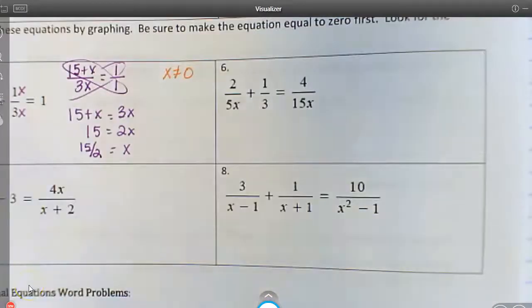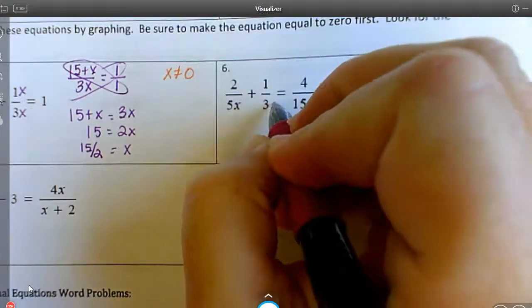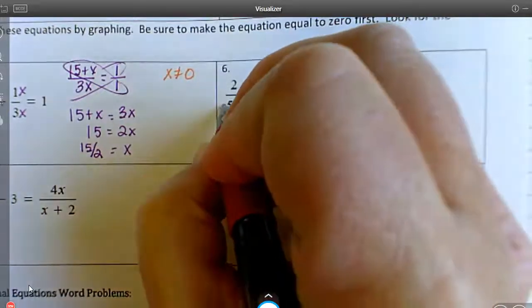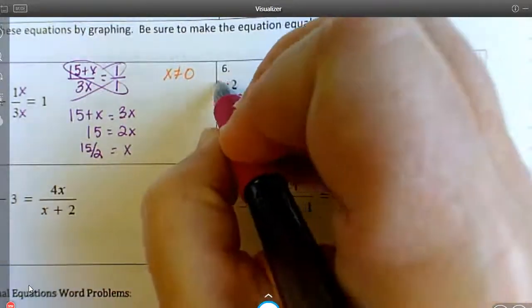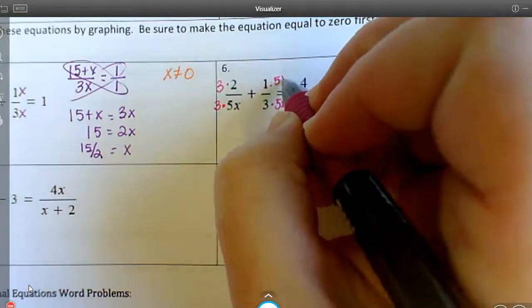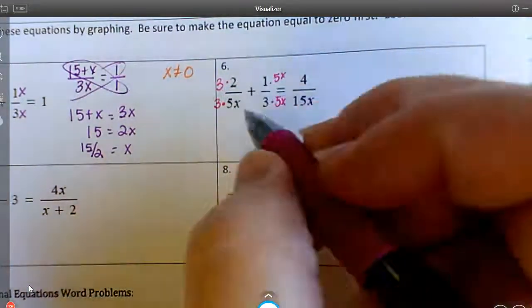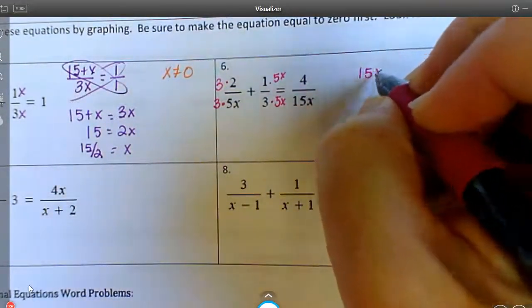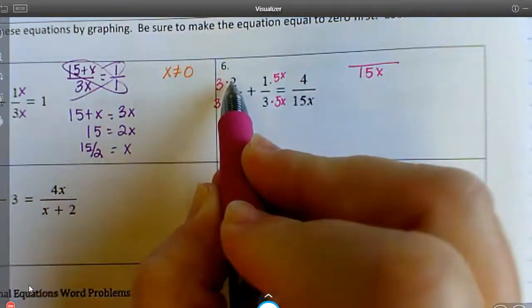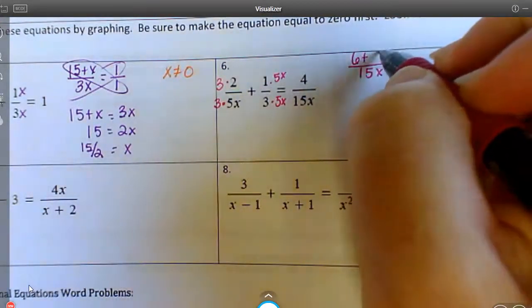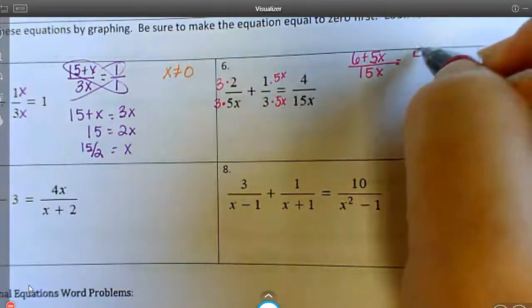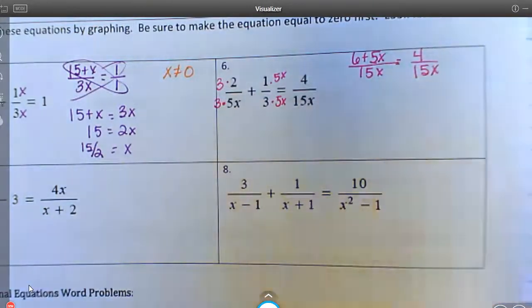So we've got 15x that we want to get. So over here we want to multiply by 5x. Over here we want to multiply by 3. So times 3 times 5x. So that means that we've got a 15x on the bottom. On top we've got 6 plus 5x equals 4 over 15x.